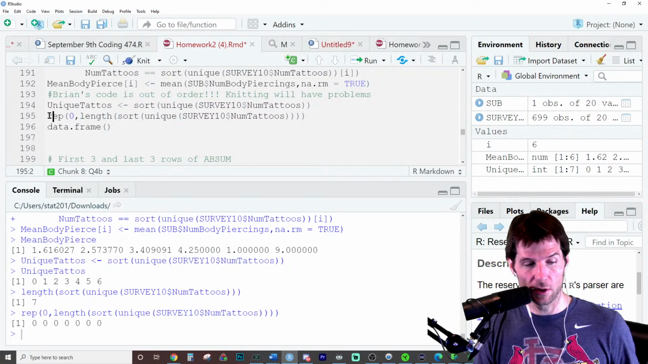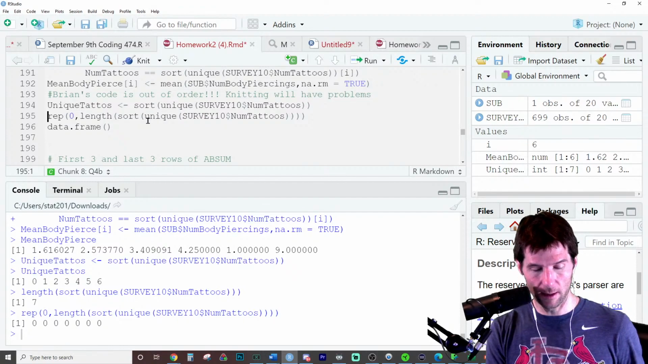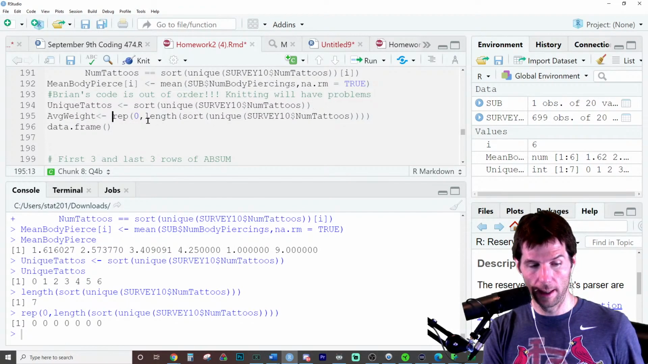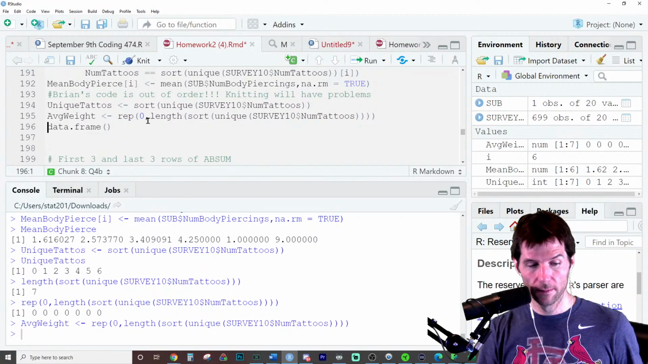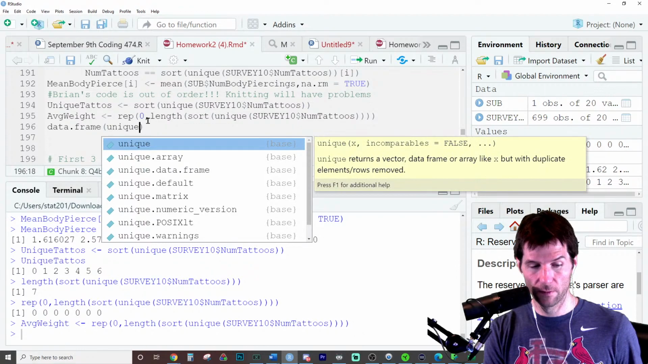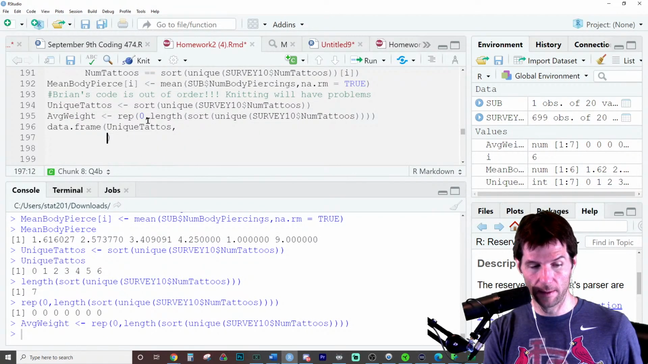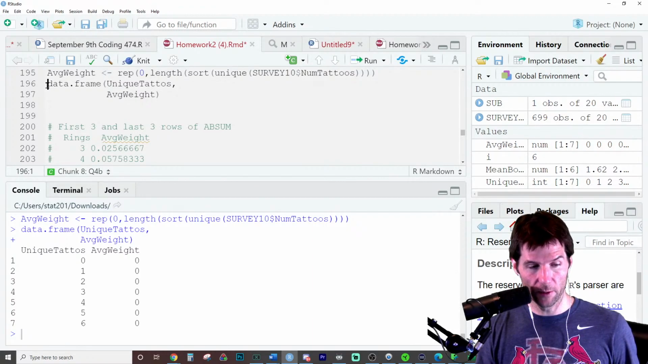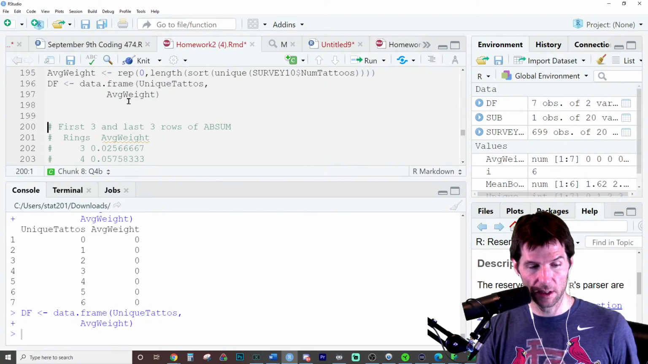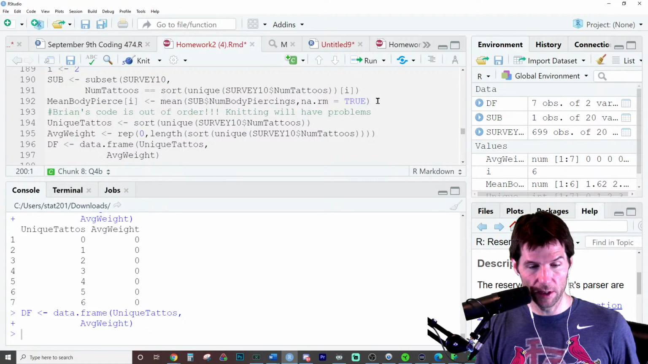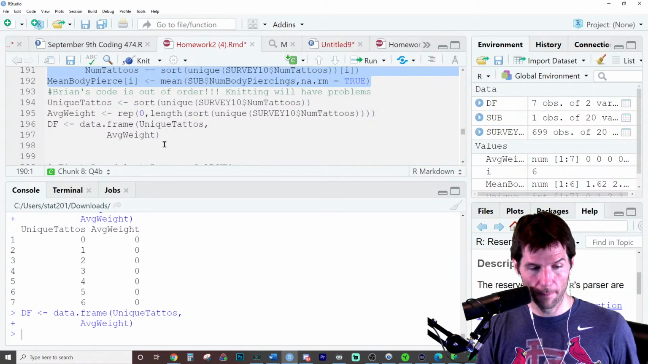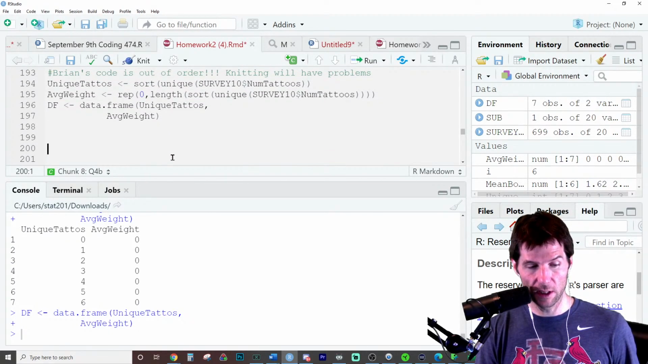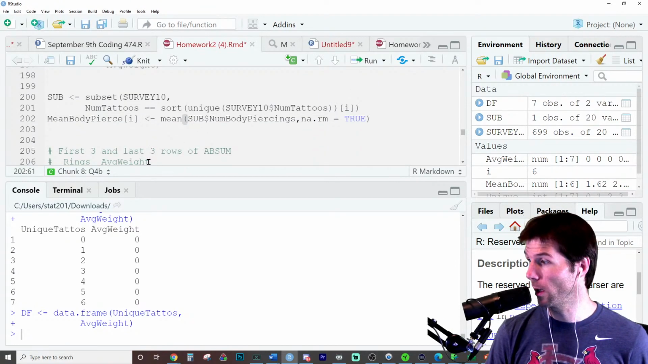And so now we're just going to store this as AVG weight. And now we're going to go over here to our data frame and go unique tattoos, comma, AVG weight, make the code look all pretty. And look at that, we got that right there. We're going to store this into DF. I like to call the things DF if we have it. And now we're going to take this right here. And now the code changes a tiny bit. Watch out. Clean up your code afterwards.